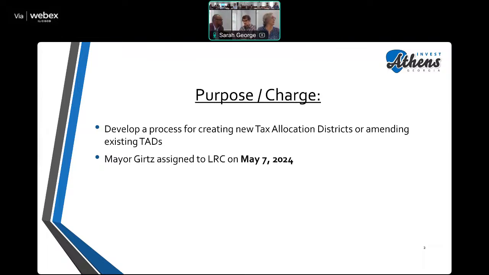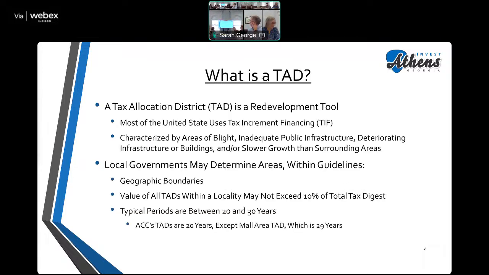So we've been asked to meet about this by Mayor Gertz back in May. And the whole purpose is to not only determine how to start a TAD, but how to amend one. And really geographically is what we're talking about, the amendments when we adjust the borders from this process. So just to kind of return to what is a TAD. On slide 3, thank you.